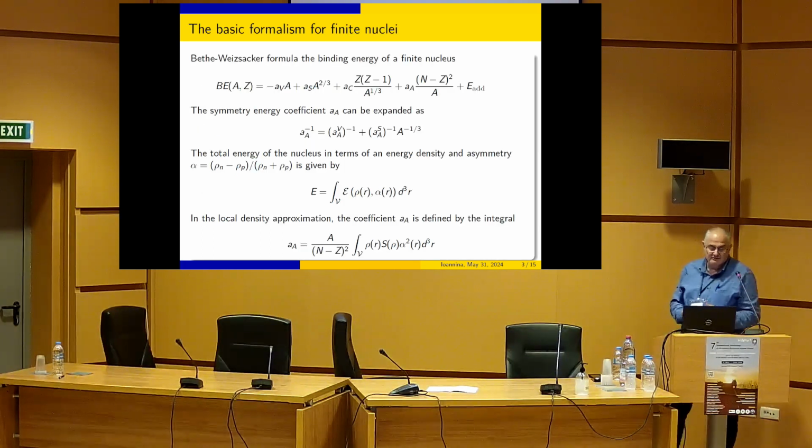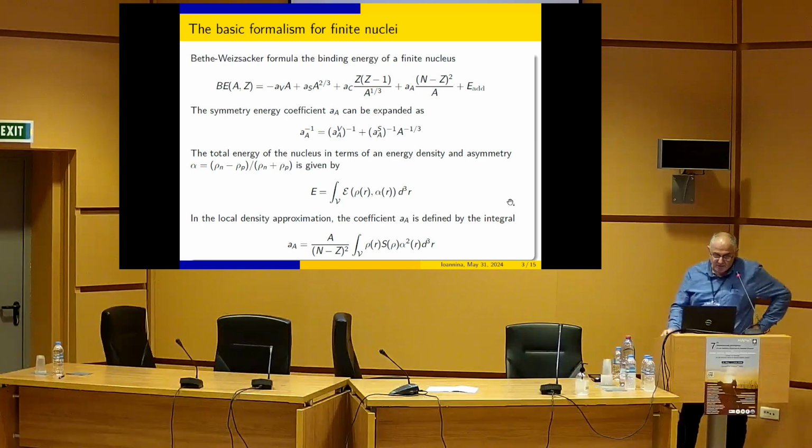This is the basic formalism of finite nuclei. This is the well-known Bethe-Weizsäcker formula for the binding energy of nuclei. Especially we will concentrate our study on this part, which is related to the symmetry part in the Bethe-Weizsäcker formula, the difference between the number of neutrons and protons, and especially these coefficients. We know that we can expand these coefficients, which consist of two parts: the volume asymmetry coefficient and the surface asymmetry coefficient, which are related by these relations.